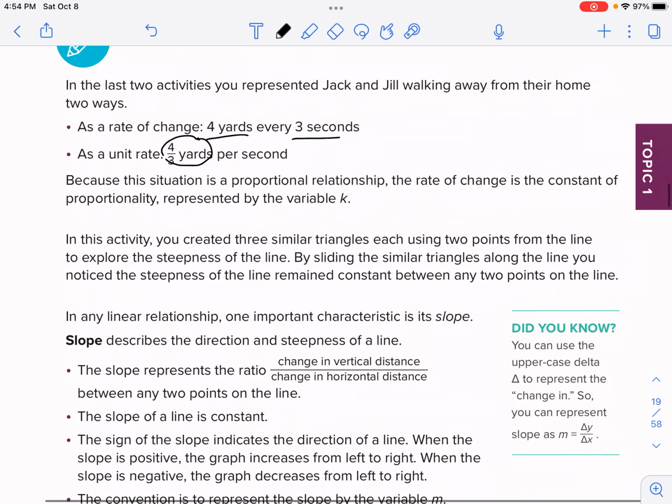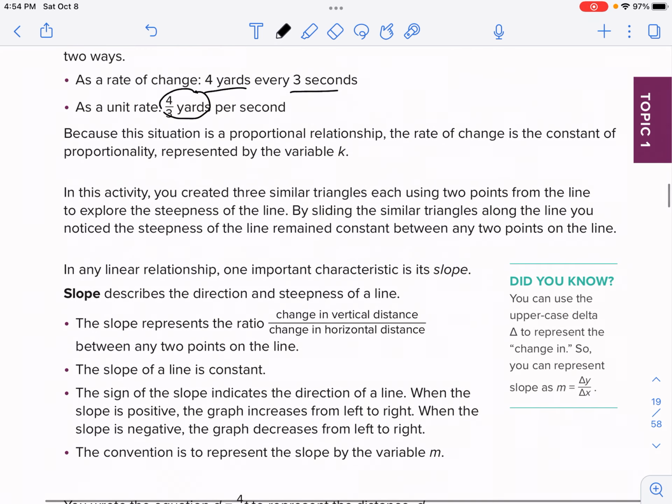Anyways, from this we talked about similar triangles. If you can draw a triangle where the diagonal is the line, they should have the same exact ratio despite the size of those triangles. They're similar right triangles. But a key word that we've been leading to is the word slope. Slope talks about the steepness of a line.